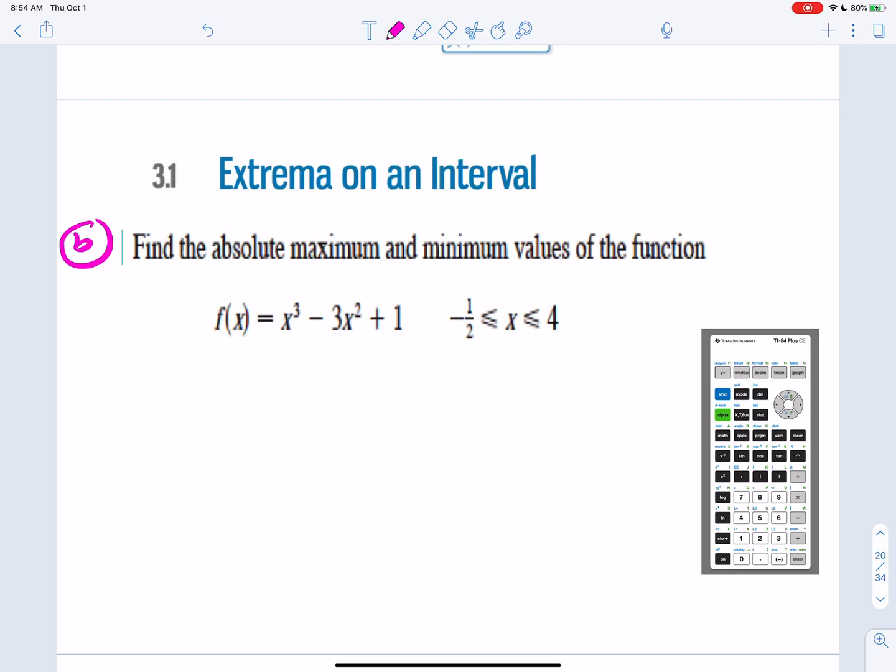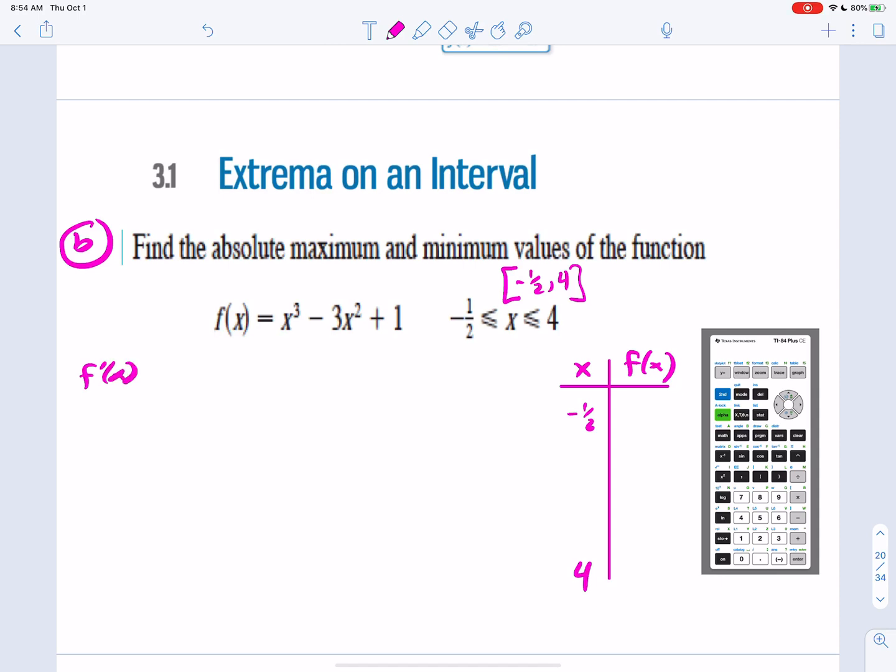Okay. So here, right away I see an interval. It's written in inequality notation, but that's not going to scare me. So this is basically -1/2 to 4 closed, okay? So -1/2 I'm going to put in. 4 I'm going to put in. I'm saving space for my critical numbers.